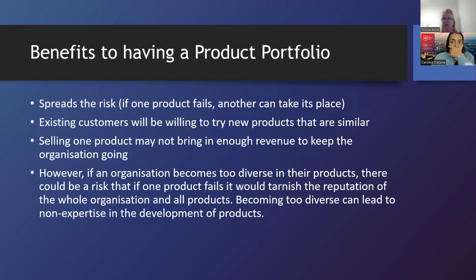If you're only selling one product, you might not bring in enough revenue or enough money to keep the organisation going. Okay, so you obviously want to have enough products to make you enough money. But if you are selling too many different products, there could be a risk that if one product fails, it's going to tarnish or harm the reputation of the whole organisation and all of its products. So you don't want to be too diverse either, because then you won't become an expert in the development of your product. So there's a balance between the type of products that you're going to offer, a balance in the range.